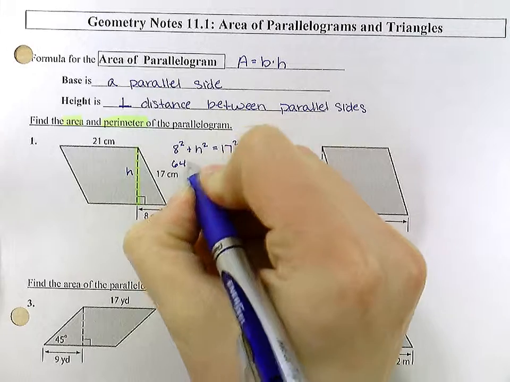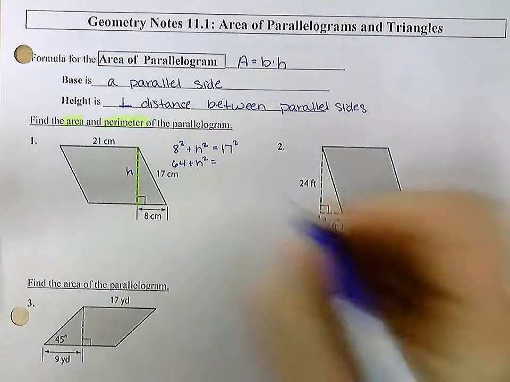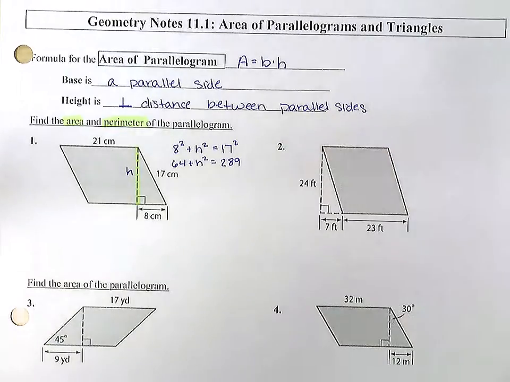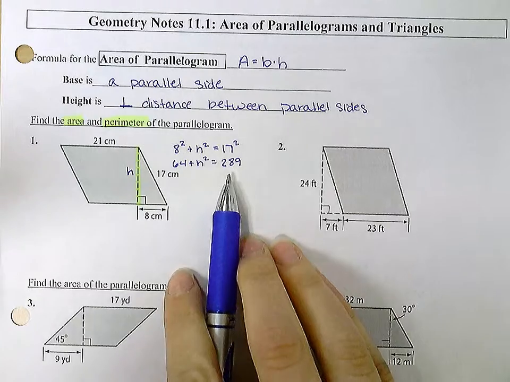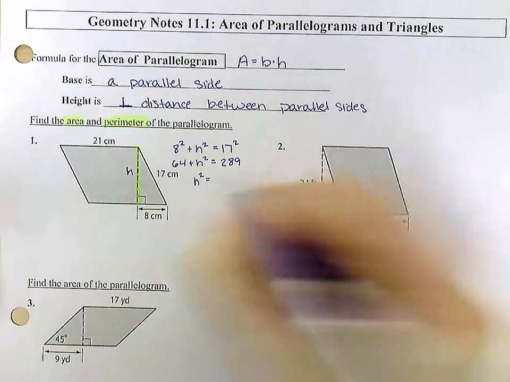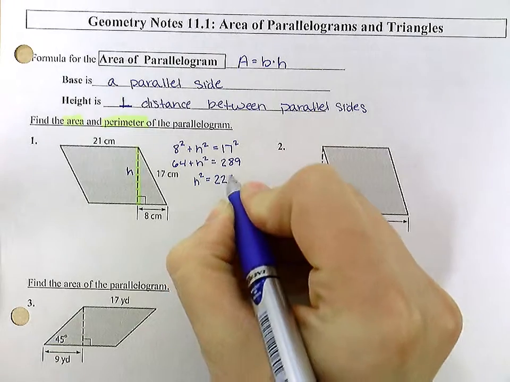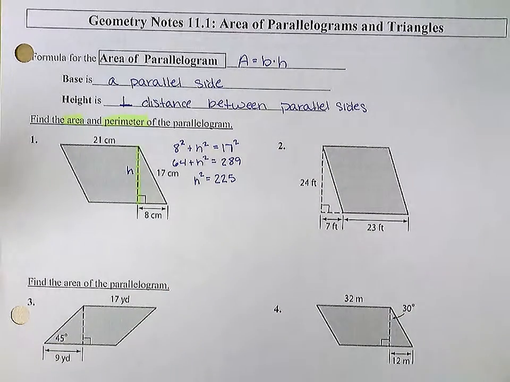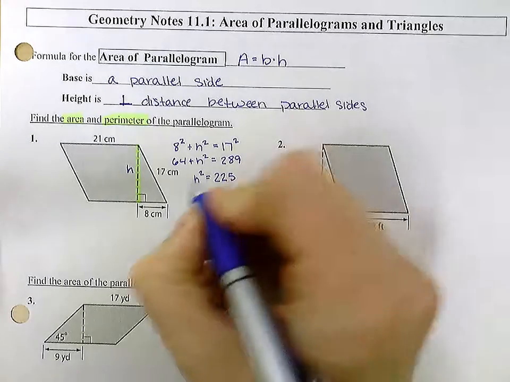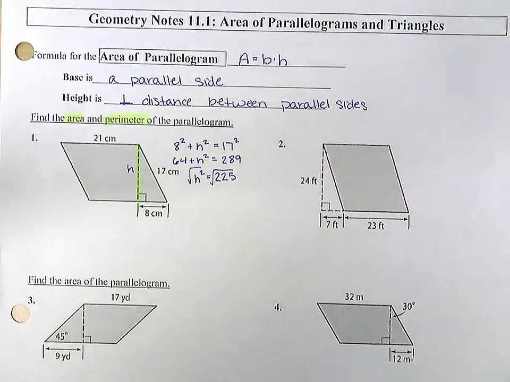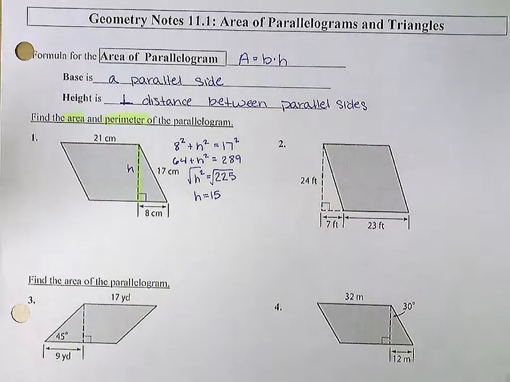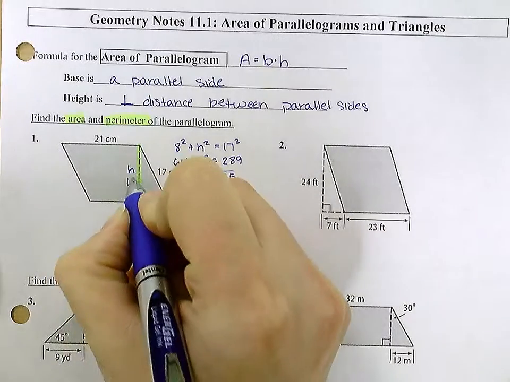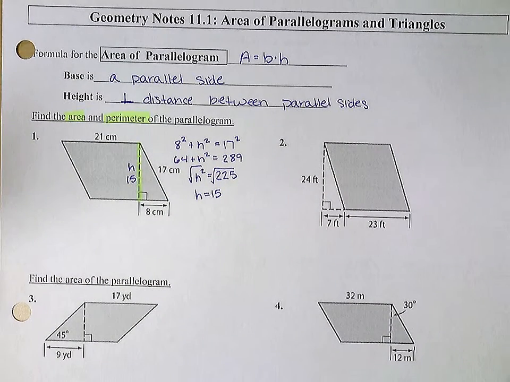Okay, 8 squared is 64. 17 squared is 289. Subtract 64 from both sides of your equation. H squared will be equal to 225. Take the square root of both sides. And our height will be equal to 15. Okay, so now we have the height.